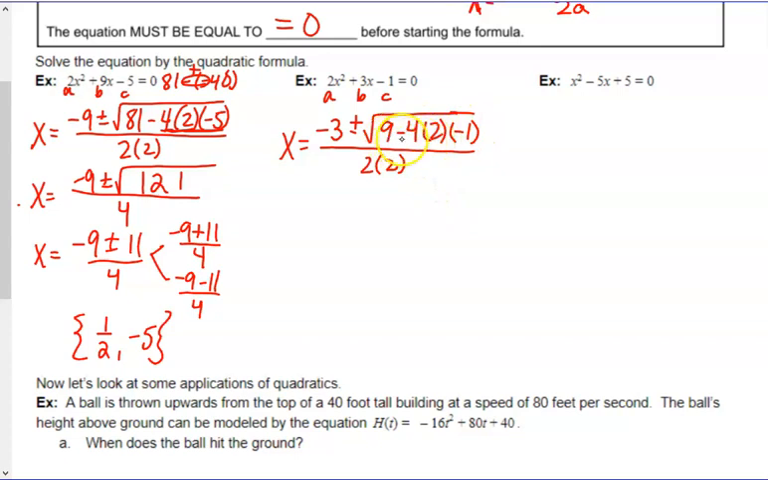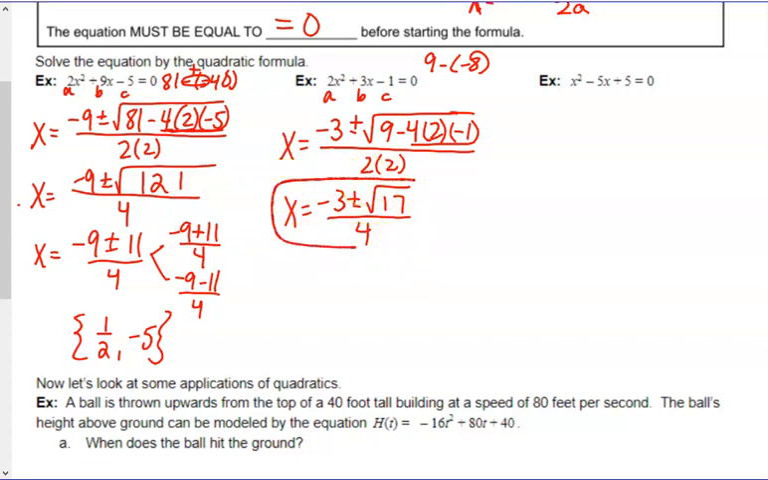I get 9 minus negative 8. Double negative again gives me a 17. So negative 3 plus or minus the square root of 17 all over 4. And this time the 17 does not break down. 17 is a prime number, so you can't go any further than that. Okay? All right, very good.